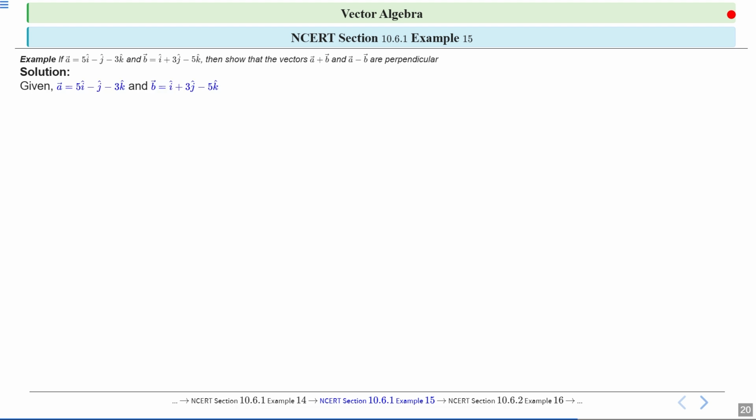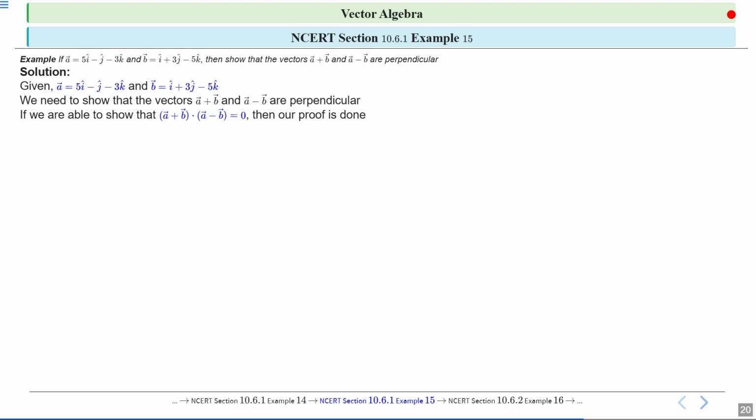Now it is given that vector A is 5 I cap minus j cap minus 3 k cap and vector B is I cap plus 3 j cap minus 5 k cap. These vectors are represented in terms of their I cap, j cap and k cap components, which represent the x, y and z axes respectively. Our goal is to demonstrate that the vectors A vector plus B vector and A vector minus B vector are perpendicular. In vector terms, two vectors are perpendicular if their dot product is 0. This is what we need to prove.